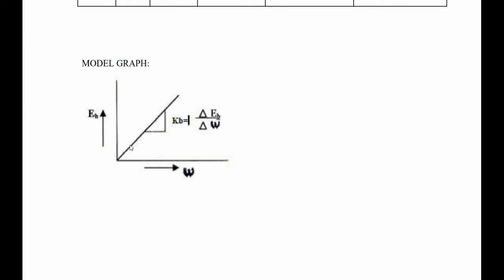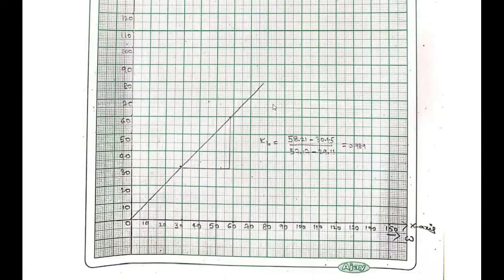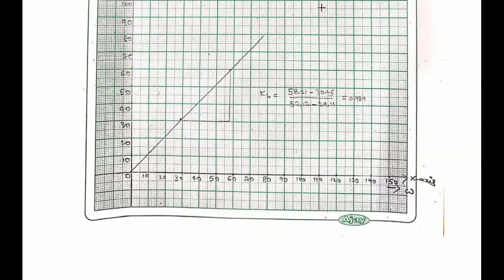So this is the model graph. Here it is EB, the back EMF, taken on the y-axis, and omega is taken on the x-axis. KB, that is the back EMF constant, is given as the change in the back EMF to the change in the angular velocity, that is delta omega. So this is the model graph for KB. This is the actual graph. With the help of experimental results, KB is determined as 0.789.